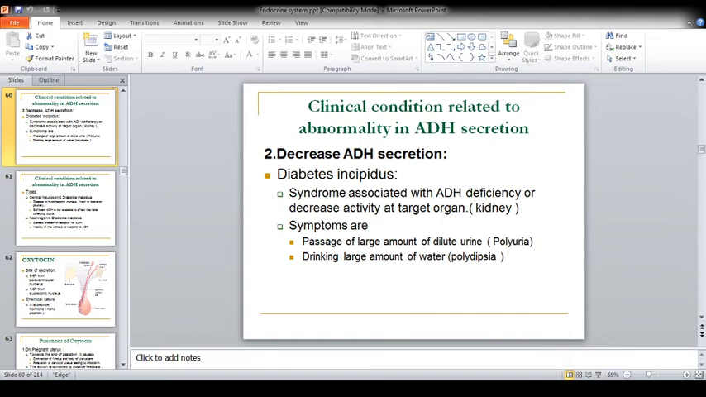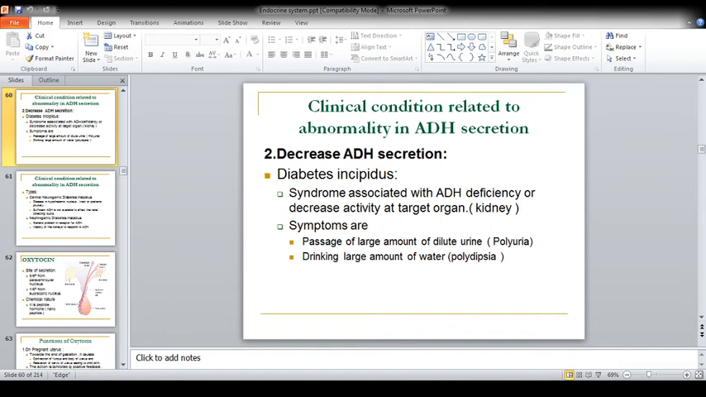So there are two clinical conditions which are related to ADH secretion. In one condition there is increased ADH secretion, in the other one there is decreased ADH secretion. So what happens if there is excess ADH? This condition is known as SIADH, or syndrome of inappropriate ADH secretion.